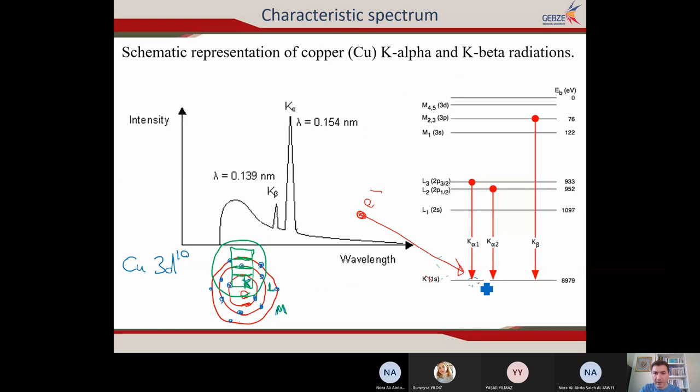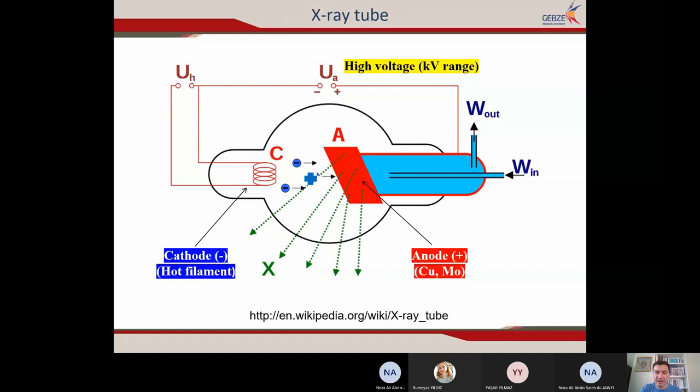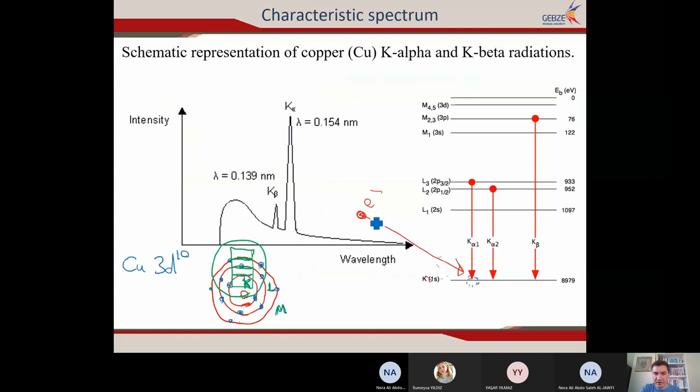I accelerated electrons here, and they are very energetic, and I bombard the atoms within that anode material with these accelerated electrons. The electron comes with very high energy, and if this energy is enough or higher than the binding energy, more or less 9 kilovolts for the K shell of copper, then this electron becomes free, and here we have an empty state. Since this level has minimum energy compared to the other levels, here maybe you are confused.